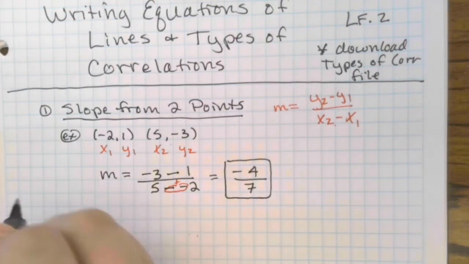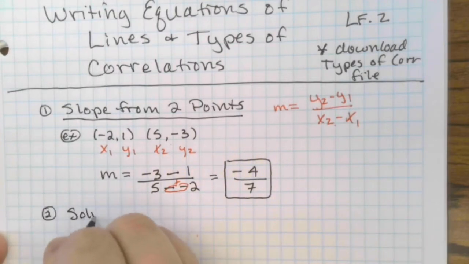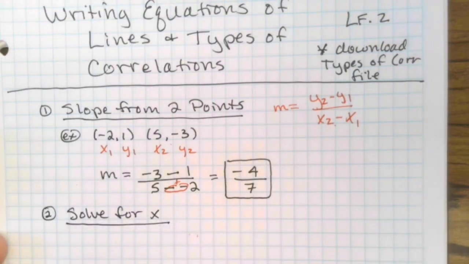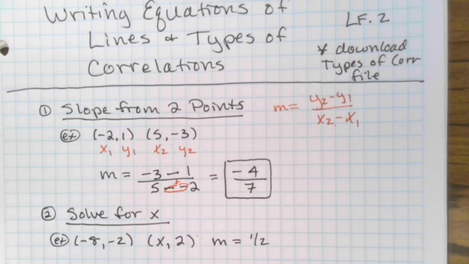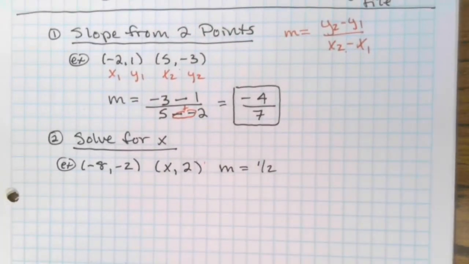Okay, so number 2. This type of question, they want you to solve for x, and they're going to give you the information that you have a line passing through 2 points, negative 8, negative 2, and x, which is unknown, comma 2. And then they're also going to give you, let me put example there, the slope, which is 1/2. So what you're going to do with this is you're going to use the same slope formula, but you're going to use it to solve.